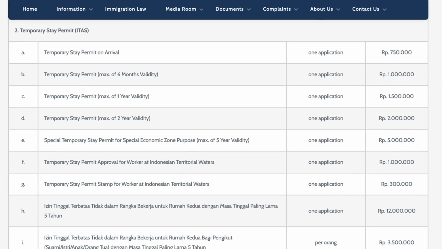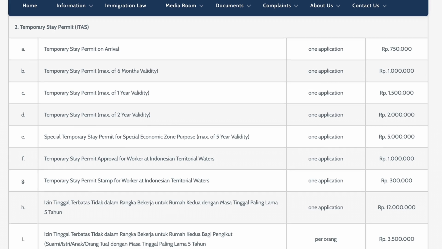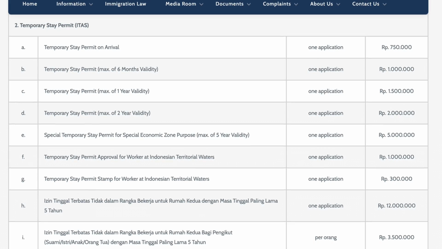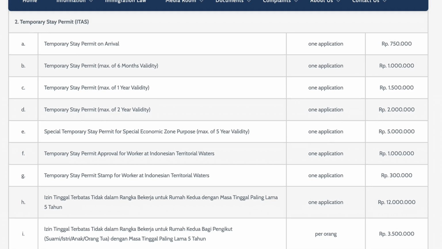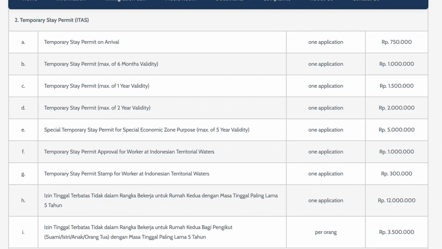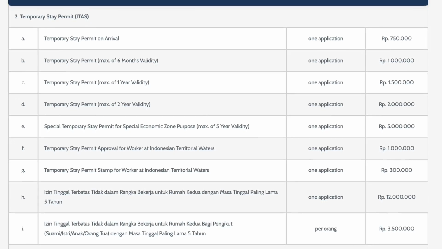Depending on the duration of the KITAS, it will cost you for 6 months, my estimate is 1 million rupiah. For 1 year is 1.5 million rupiahs, and for 2 years is 2 million rupiahs.